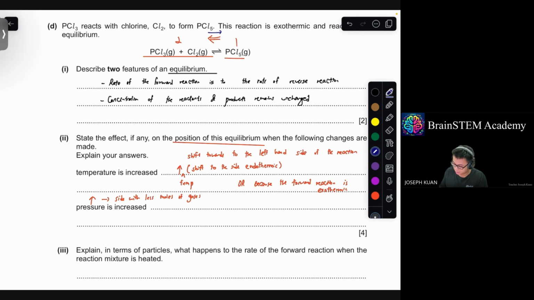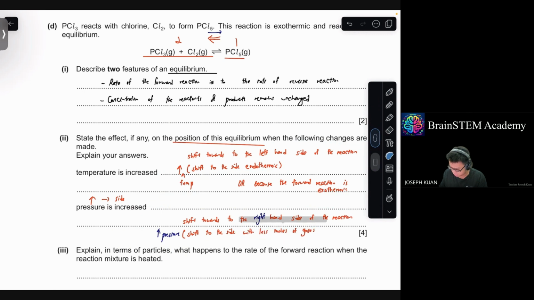So it will be shifting towards the right-hand side of the equation because increasing pressure leads to the shifting of the equilibrium position to the side with fewer moles of gas. Right?